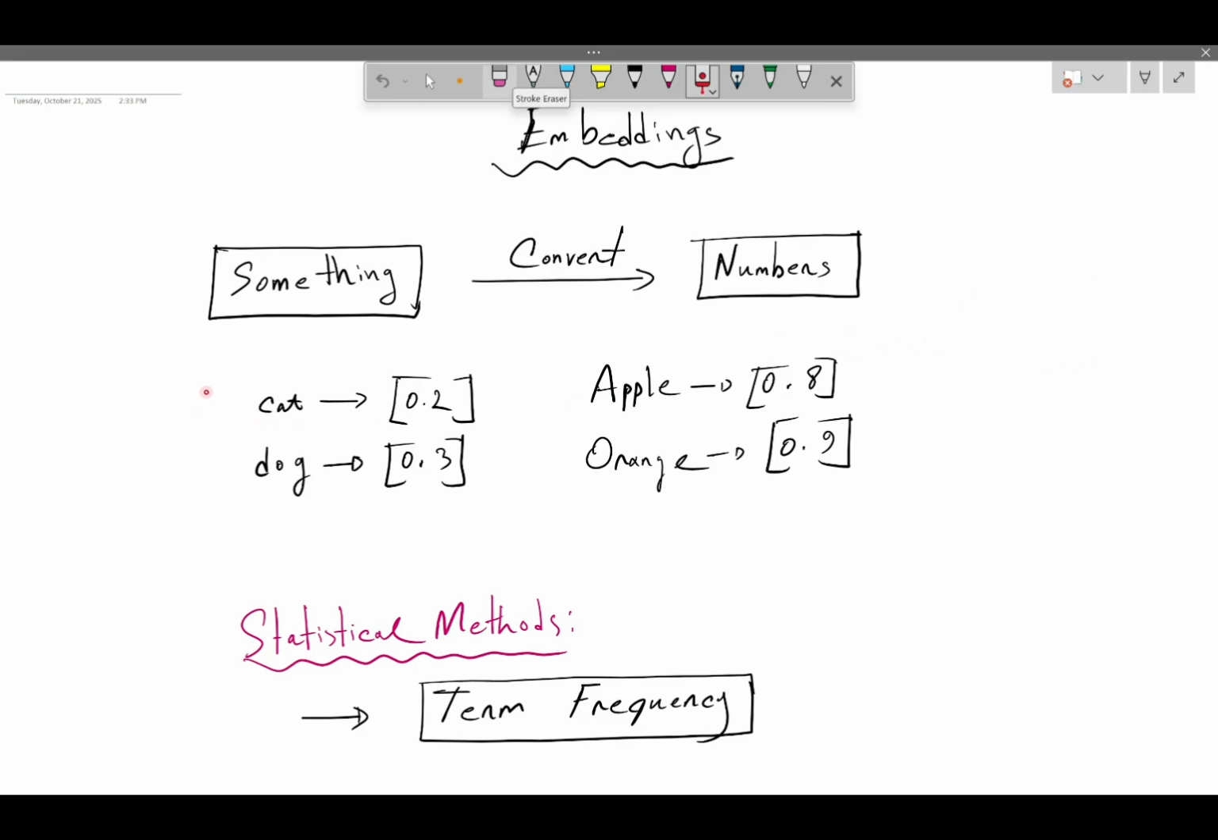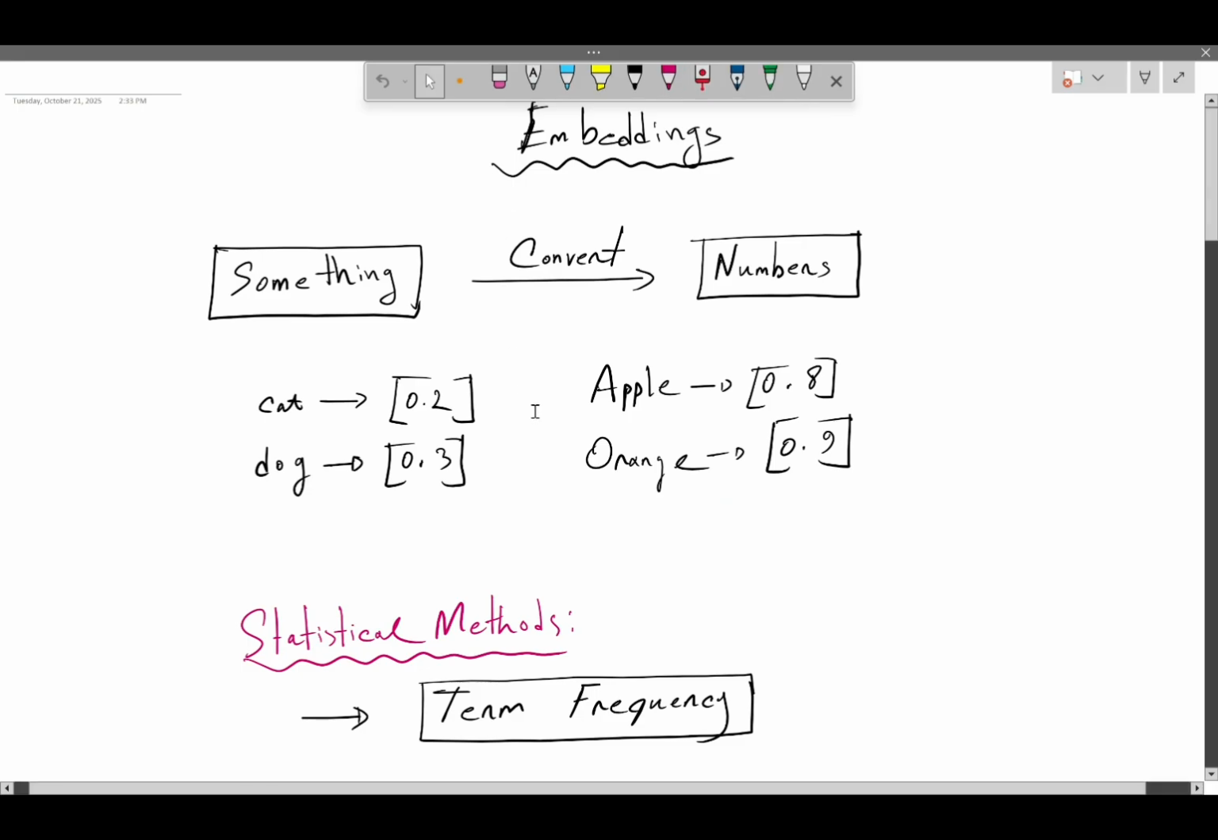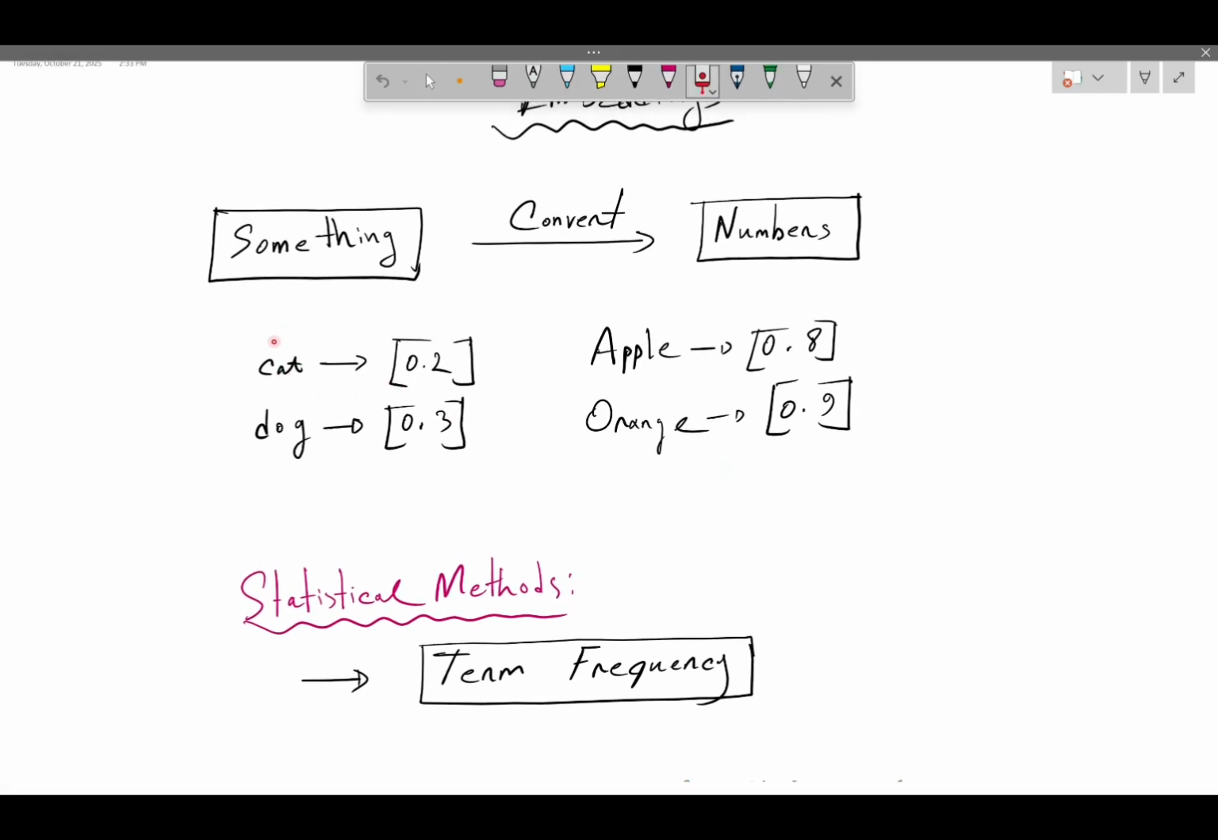Okay. So here we can see cat can be represented as a vector 0.2. I have taken a single dimension for simplicity. It can be multiple dimensions, it doesn't matter. Then we have dog, we have apple, then we have orange. Okay. So now we are going to understand how this number was assigned to represent cat.